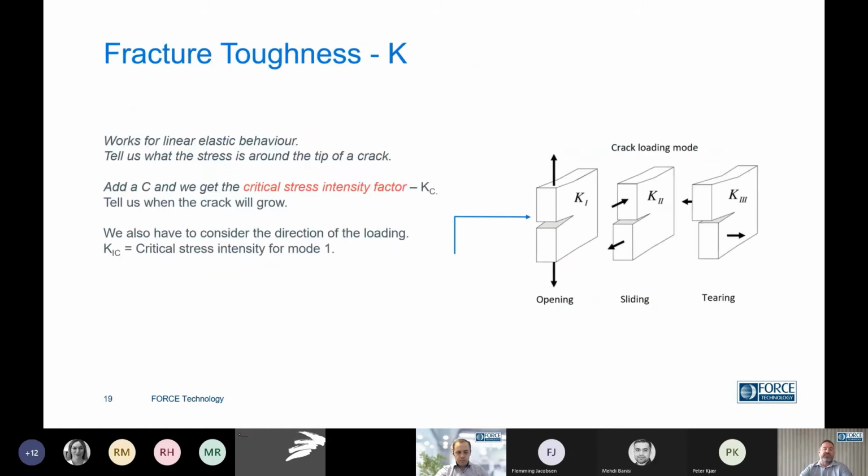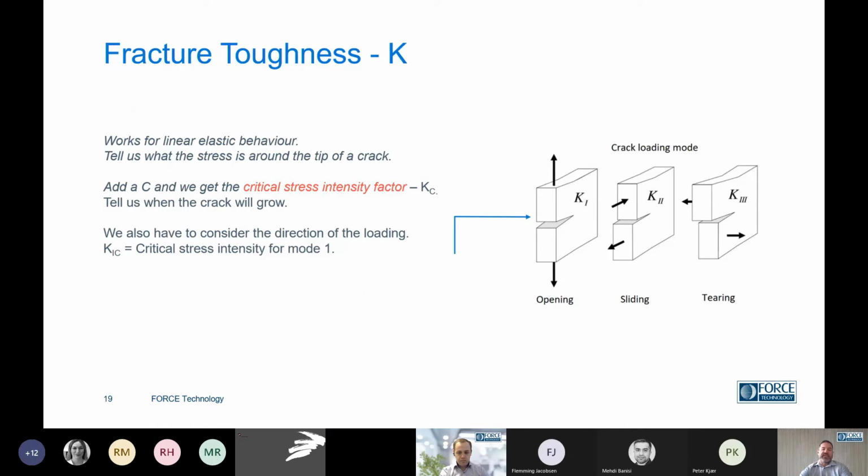Right, go back to this fracture toughness again, this stress intensity factor. If we add a C to it, KC, then we get something called the critical stress intensity factor. So not just do we know what the stress is at the crack tip, but we can also find out what stress is needed to make that crack grow, and that becomes the critical part of it. And then as we can see, there's a 1, 2, and 3 there. That gives us the different modes of the fracture.